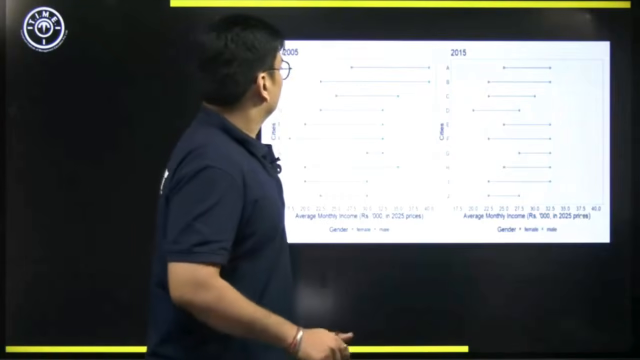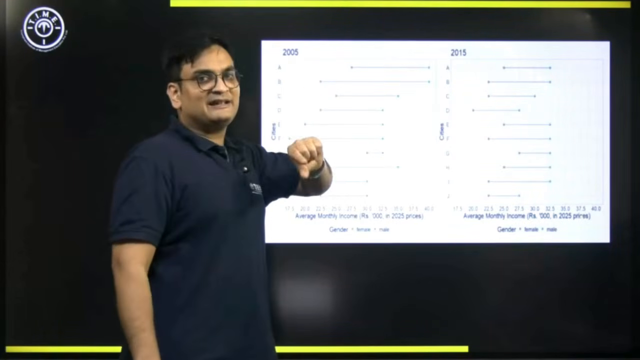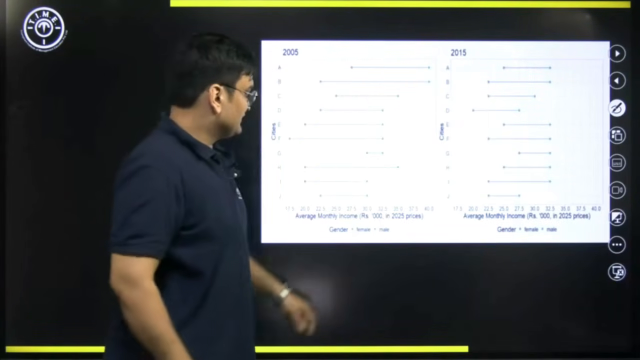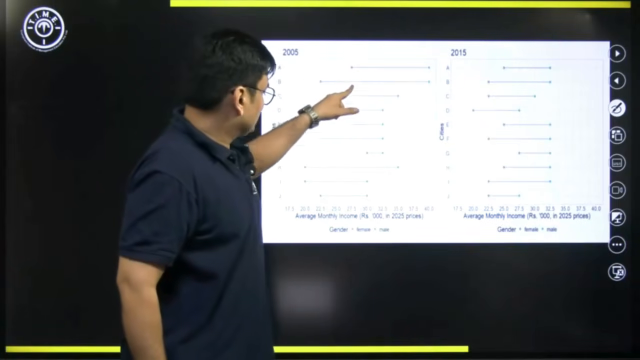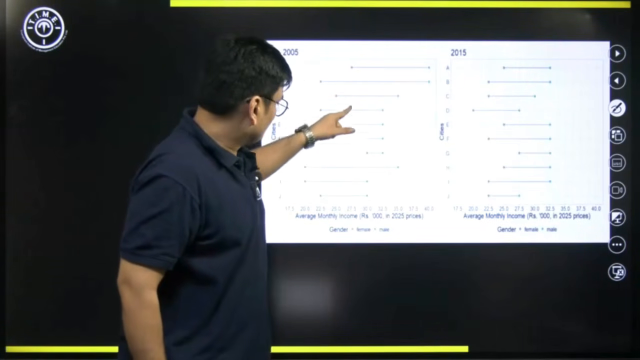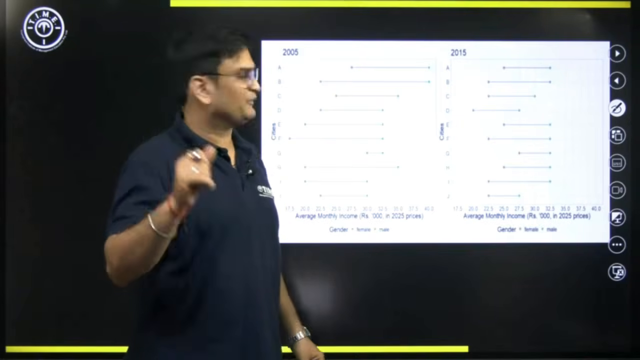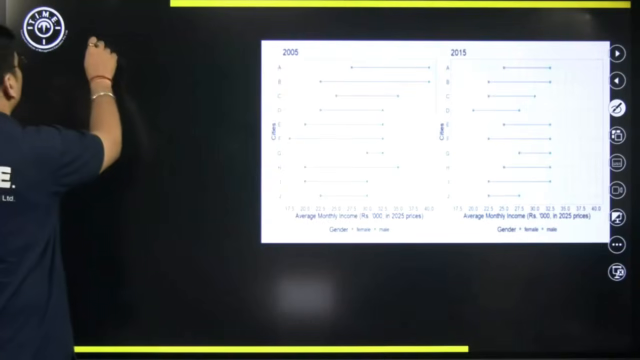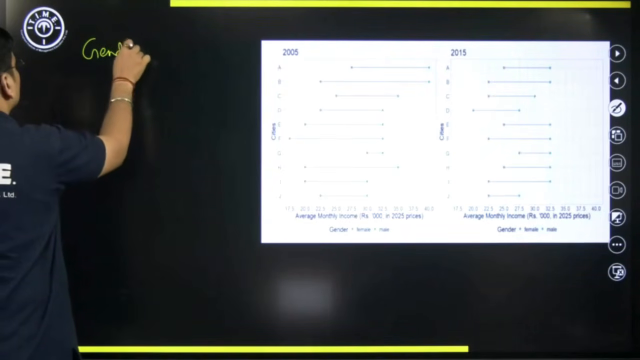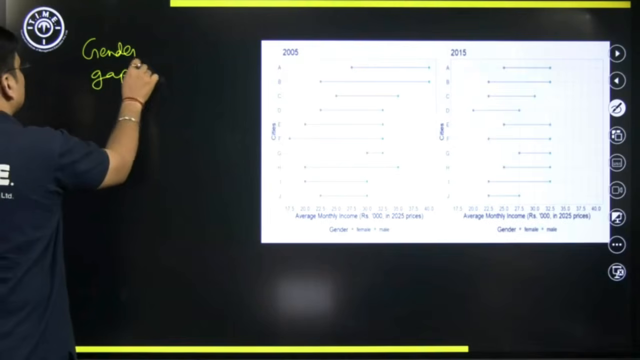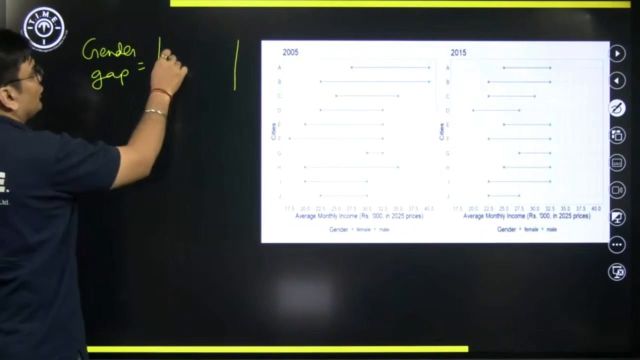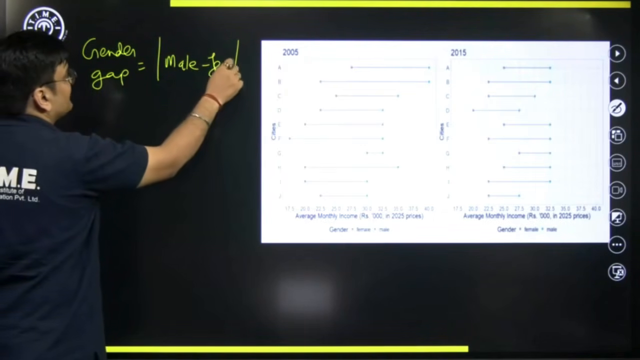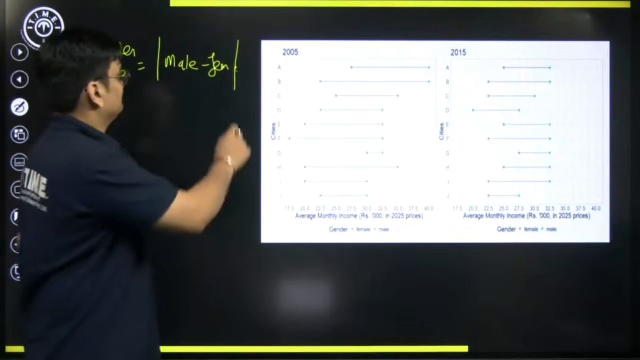So, for example, if I want to calculate the gender gap in city A in 2005, it is nothing but this value minus this value. So, it is 40,000 minus 27.5 thousand, so around 12.5 thousand. Similarly, for other cities we can calculate the gender gap. So, gender gap is defined as the absolute value, that means mod of male average income minus female average income for any city.